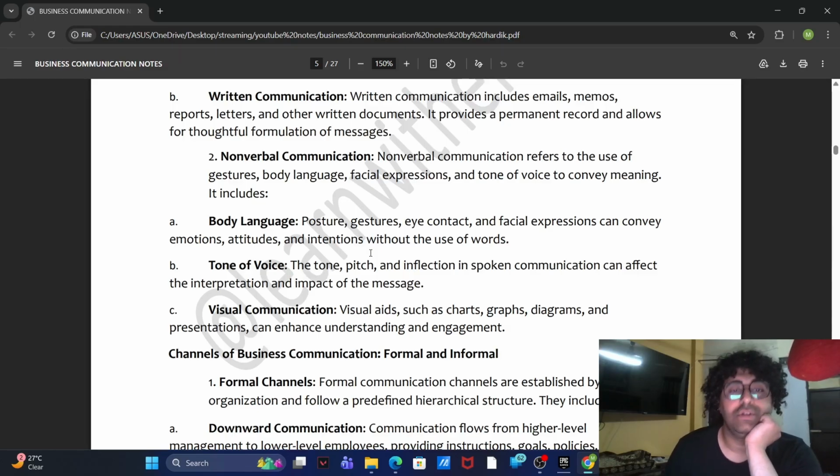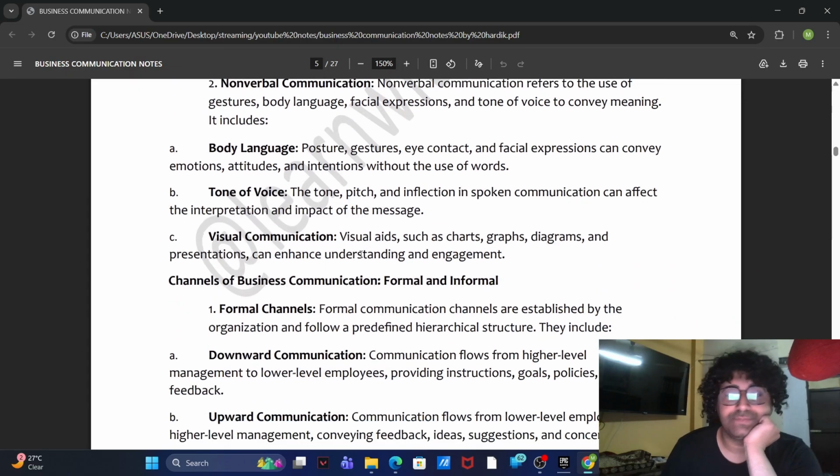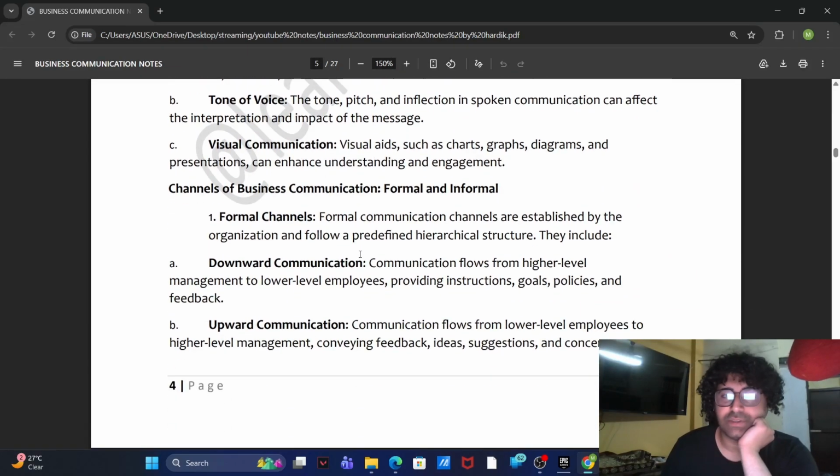Tone of voice. The tone, pitch, and inflection in spoken communication can affect the interpretation and impact of the message. Visual communication. Visual aids such as charts, graphs, diagrams, and presentations can enhance understanding and engagement. Channels of business communication. There are different channels for business communication, formal and informal.